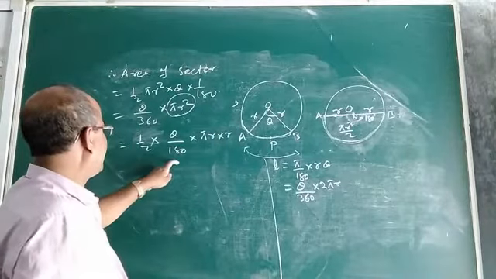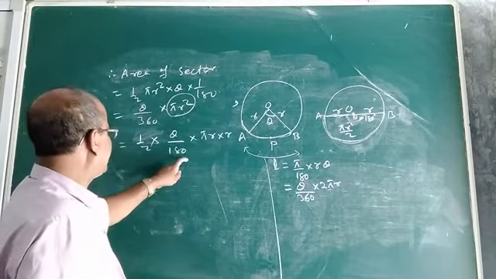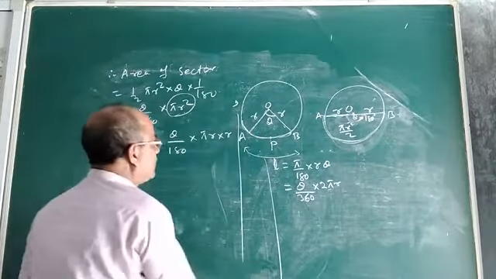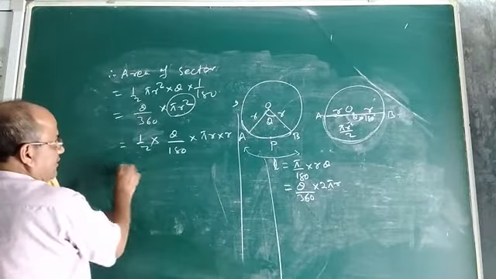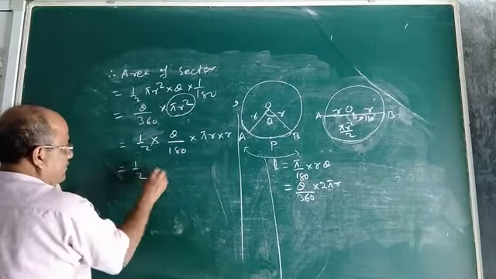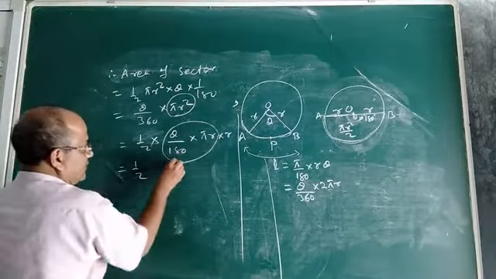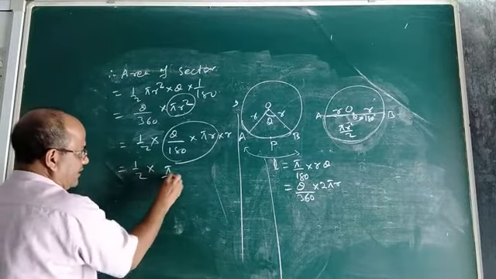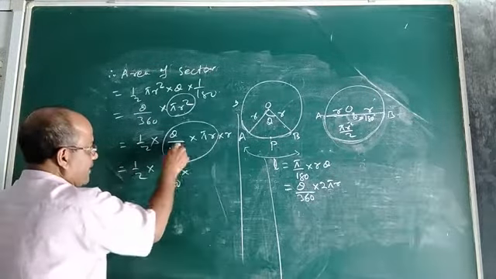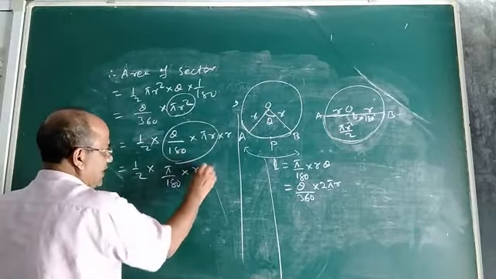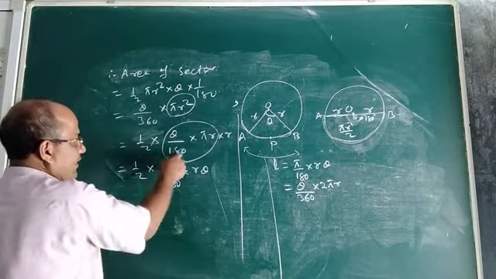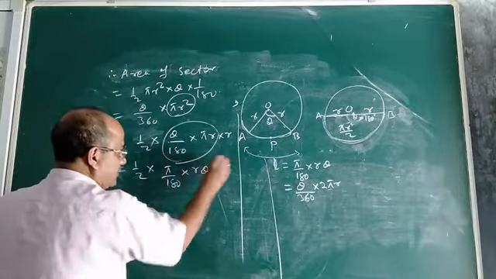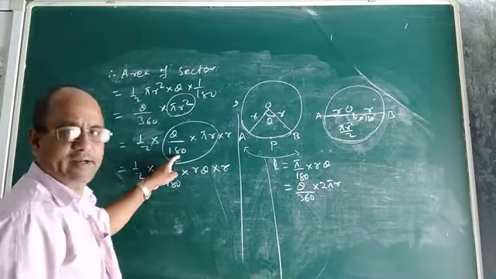1 by 2 into theta by 180 is theta by 360, then pi r square can be written as pi r into r. Now this is half. Now look at this, theta by 180 into pi r. This can be written as pi by 180 into r theta. Theta by 180 into pi r can be written as pi by 180 into r theta into r.